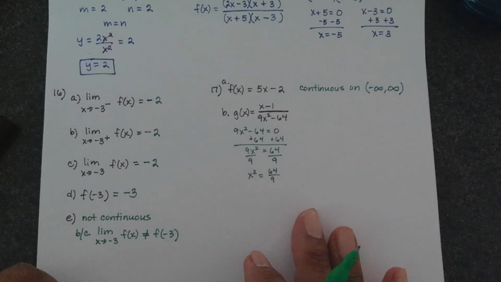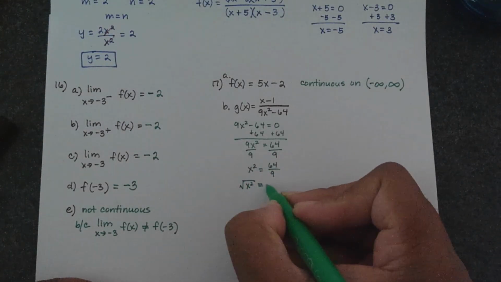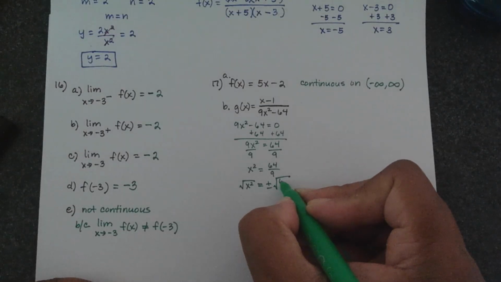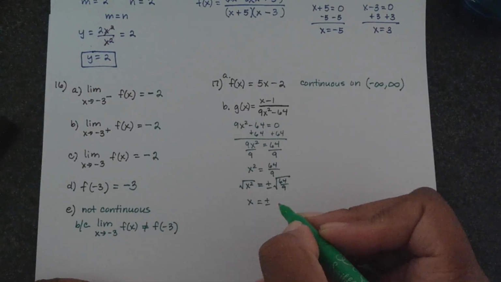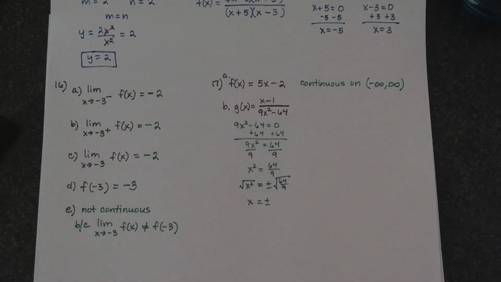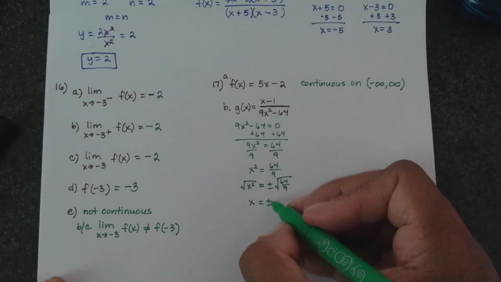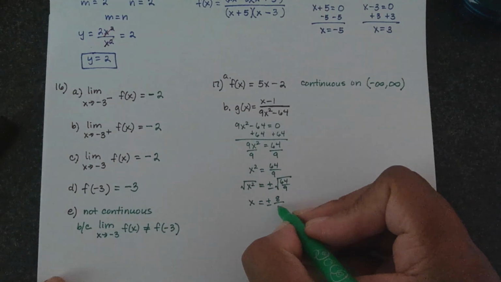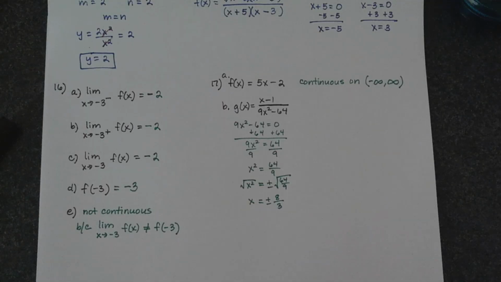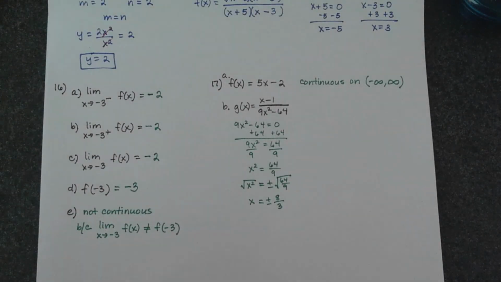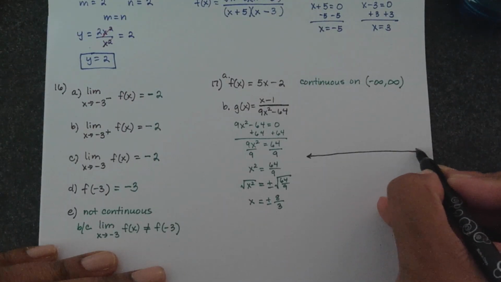What's the opposite of squaring something? Square root. So I'm going to take the square root on both sides, and I'm also going to include that plus or minus symbol. So I got square root of x squared, that's x, and it's equal to plus or minus. What's the square root of 64? 8. Over the square root of 9, that'll be 3. So it'll be plus or minus 8/3, where we know we're going to get a 0 in the denominator.